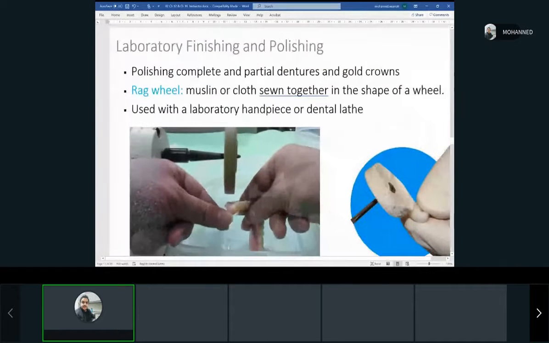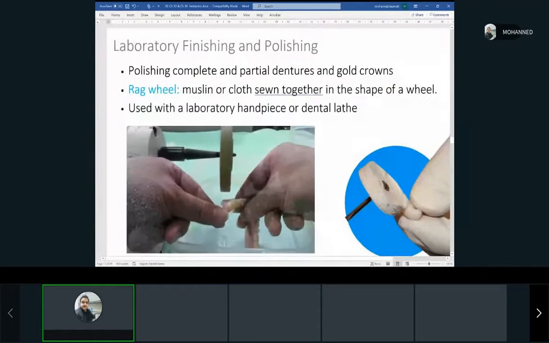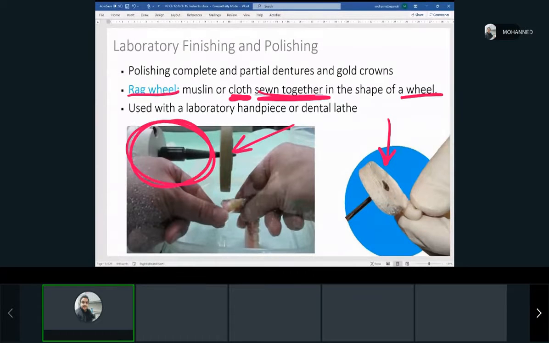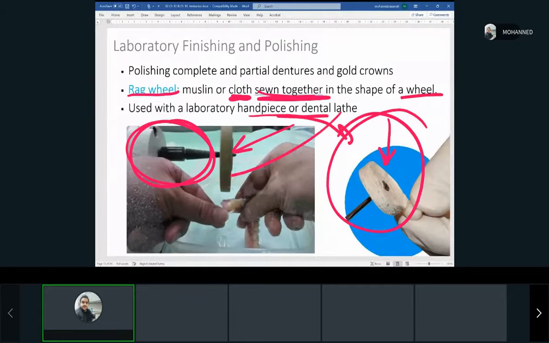For lab as well, definitely we use some polishing materials. One of the main things that they use is the rag wheel, which you see here. Technically, it's cloth sewn together in the shape of a wheel. So it can be in a big machine, like the machine that you see here, or it can be handheld with a handpiece. So it can be handpiece, or it can be used with a lathe machine.